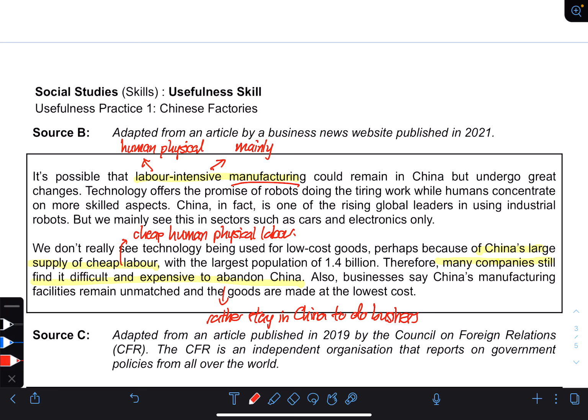Why? Because it's expensive to go anywhere else. Anywhere else I need to invest in robots. Why not just go do work in China where I can rely on the Chinese workers? Also, businesses say that China's manufacturing facilities are unmatched and the goods are made at the lowest cost. So we see the big idea here is that it's easy, or cheap, to do business in China.